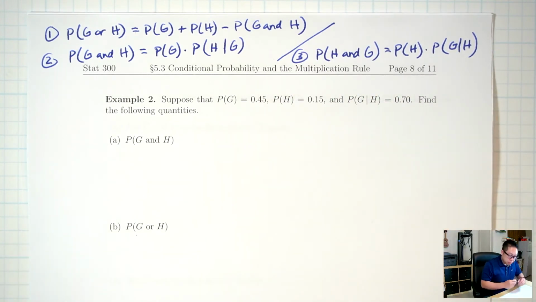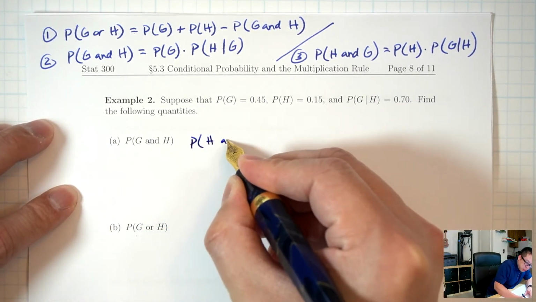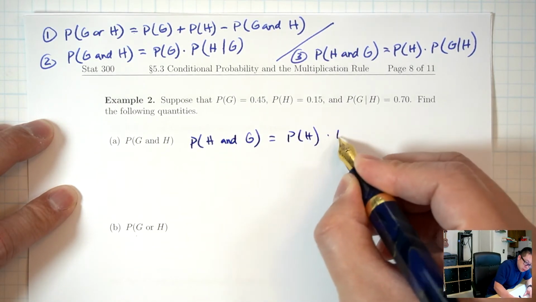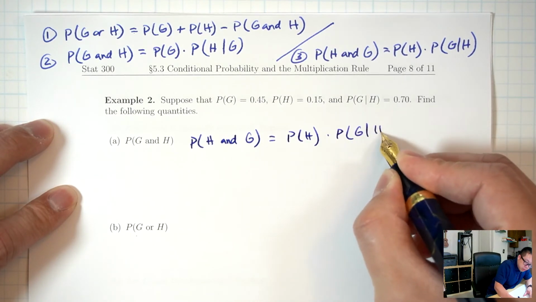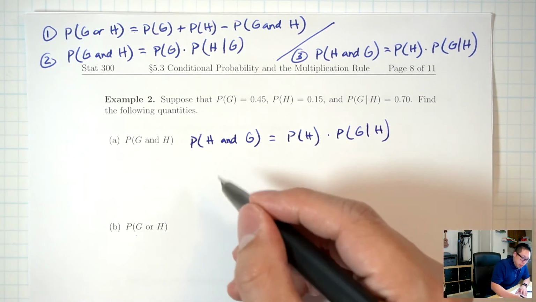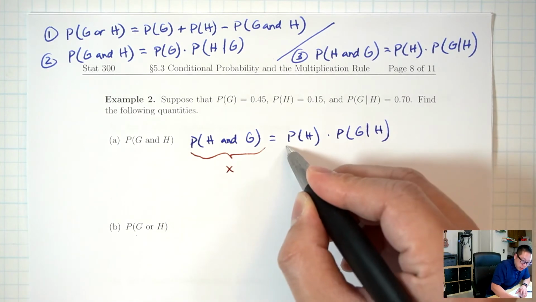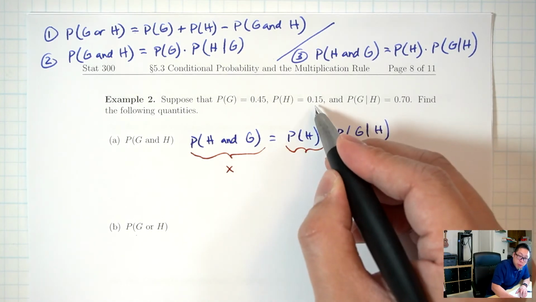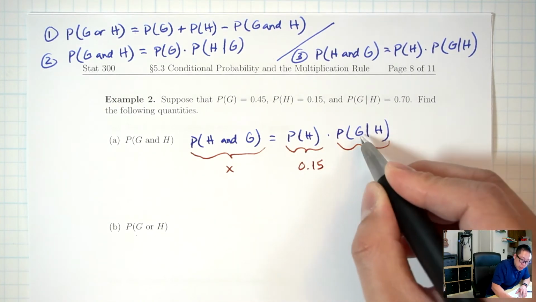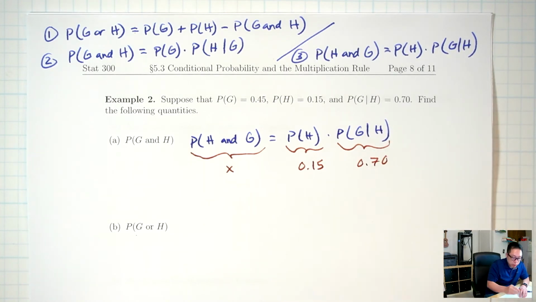So let me write it out. Let me recopy equation 3. It says probability of H and G is equal to probability of H times the probability of G given H. And then now we just fill in stuff. H and G is what I'm looking for, so let's just call that X. Probability of H is 0.15, so this entire thing is 0.15. Probability of G given H is 0.70.